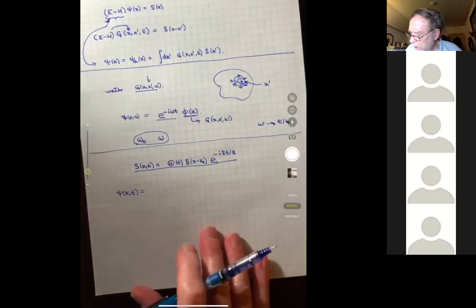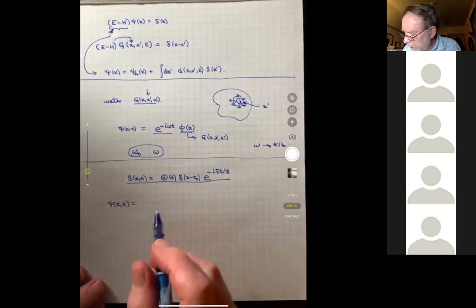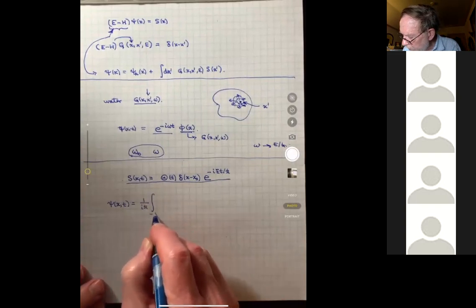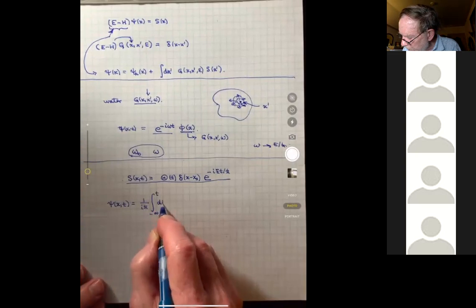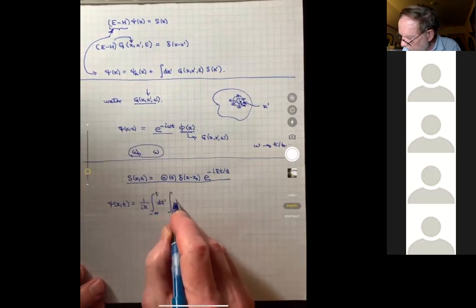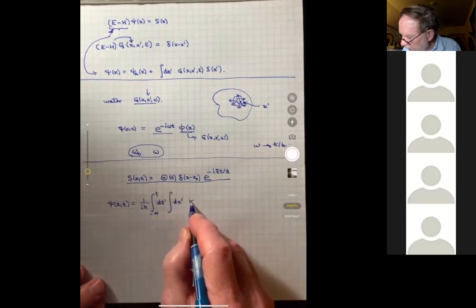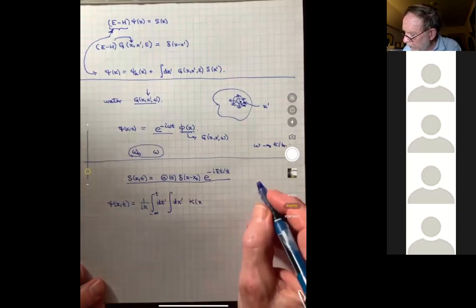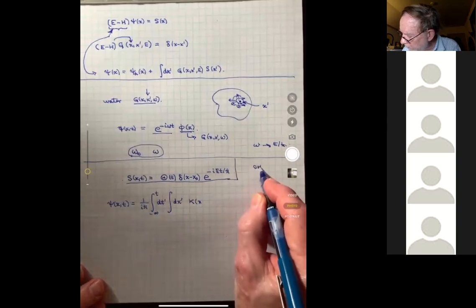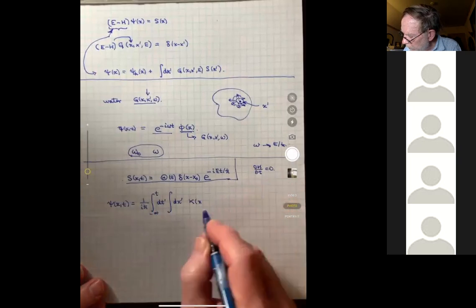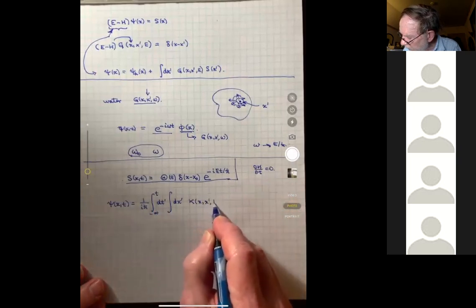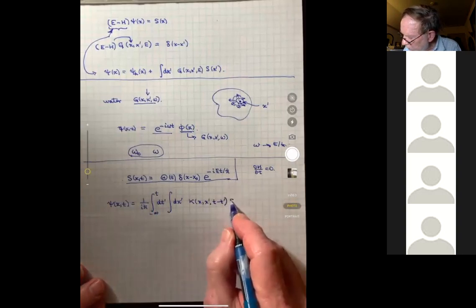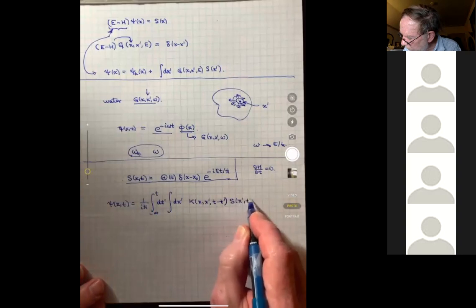So if we do this, then the psi is going to be 1 over i h bar, we have an integral from minus infinity to time t, dt prime. We have an integral over x prime. And then we have k of x, and by the way, I'm going to assume here that the Hamiltonian is time independent. So k depends on x and x prime, and then it's the elapsed time t minus t prime, a single time parameter. And then this is multiplied by the source, S of x prime, t prime.